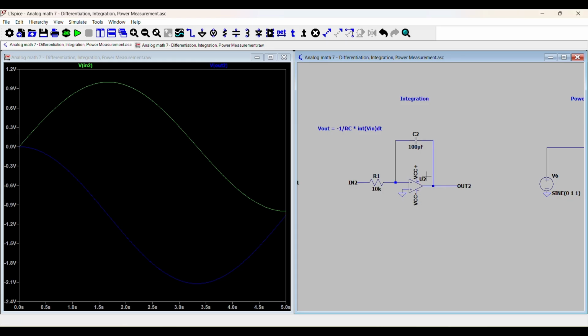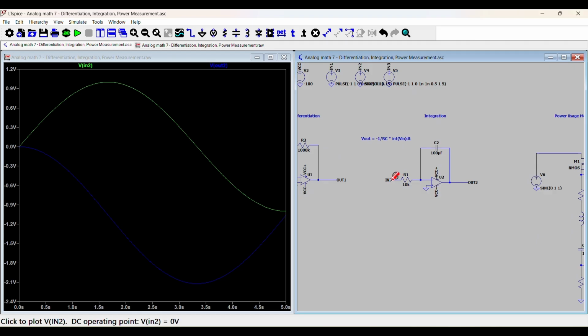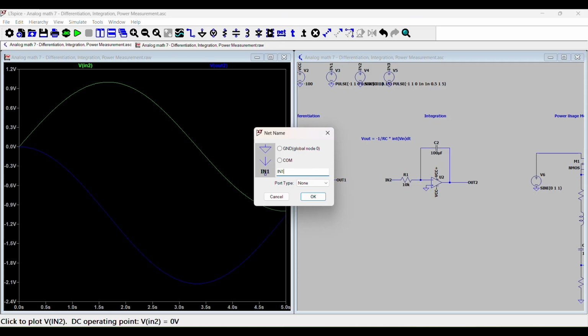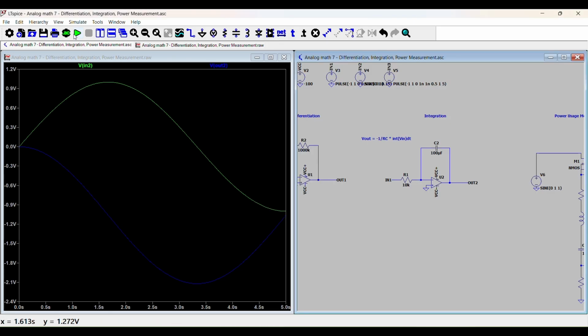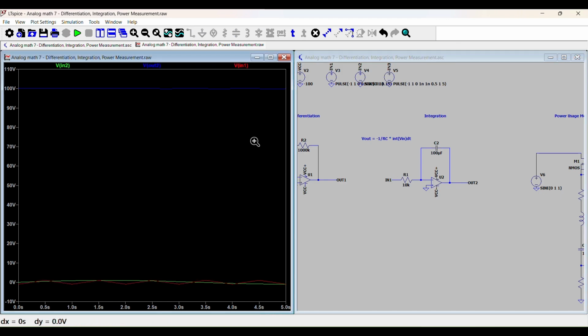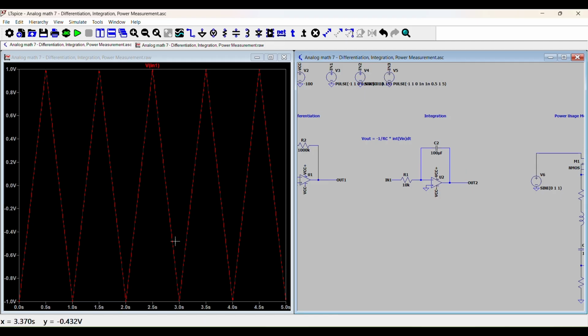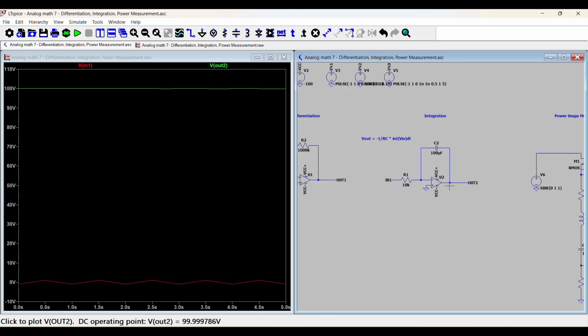Something interesting I found on LT-Spice is that if the input does not start at 0, the integration circuit doesn't work. For example, I have an input here that starts at minus 1 volts, and the output is not the integral at all. The output actually slams straight to 100 volts, the supply rail.